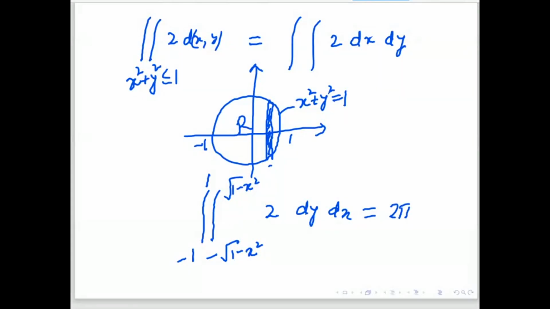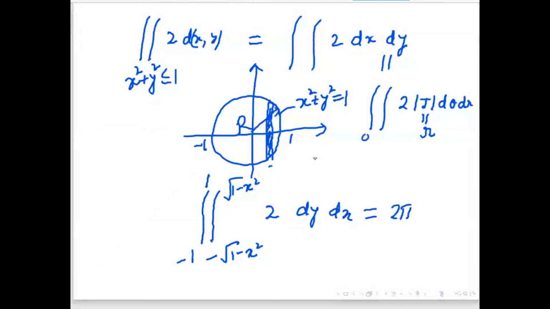Another one is you can convert this into the polar form. So in polar form, some Jacobian will come, dr d theta or d theta dr. The Jacobian will be r, and theta value is from 0 to 2 pi, and r value is from 0 to 1 because it is a unit circle. So like that also you can do. You will get the same answer.